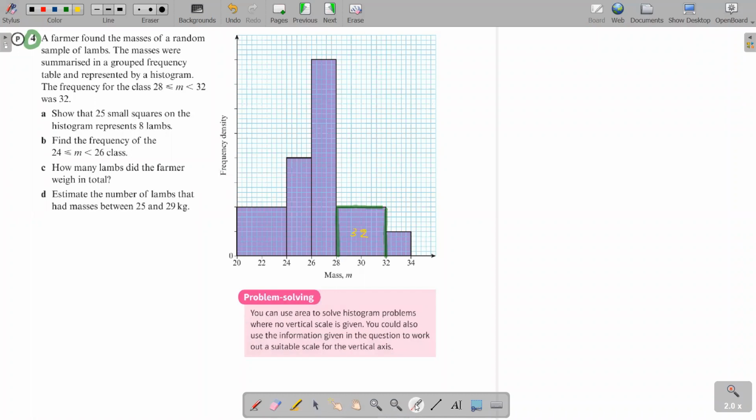Show that 25 small squares on the histogram represent 8 lambs. Okay, so how do we get this? The first thing you should do here is, we know that now you have a frequency of 32, right? So you need to see, to get 32 lambs, how many small squares are actually there? Over here from 28 to 32, how many small squares are there? That's 10. Yeah, 1, 2, 3, 4, 5, 6, 7, 8, 9, 10. Yeah, there are 10 small squares.